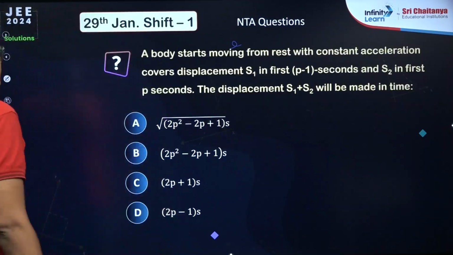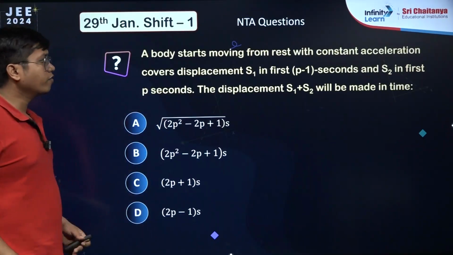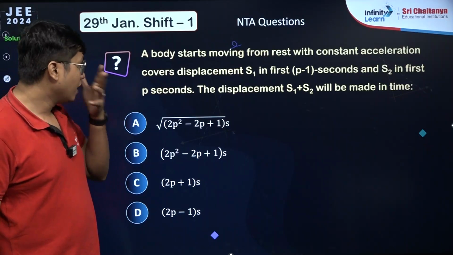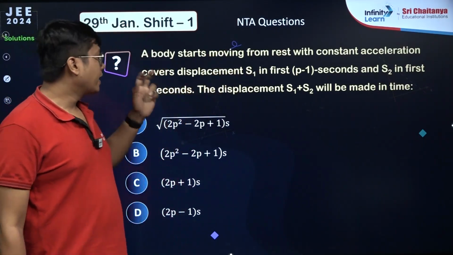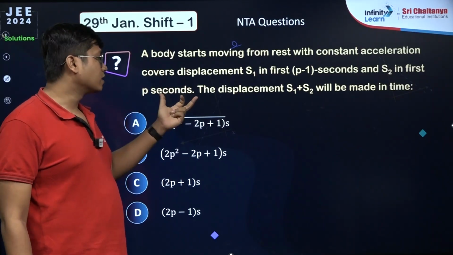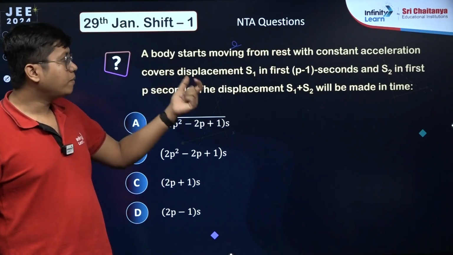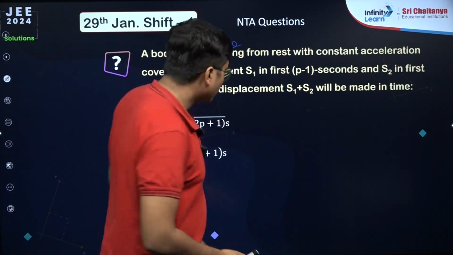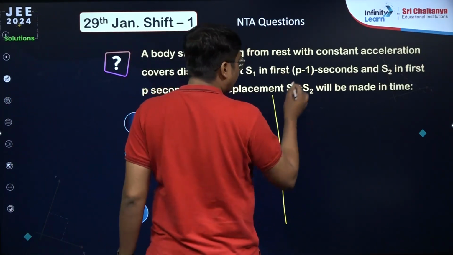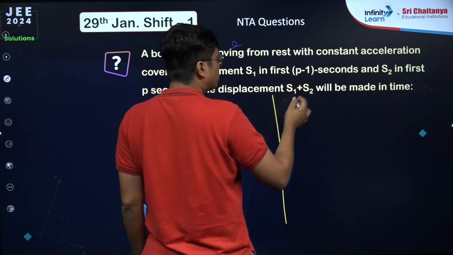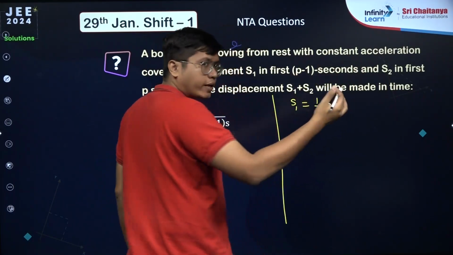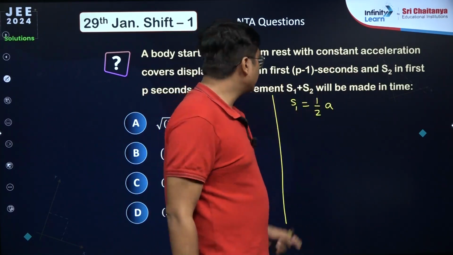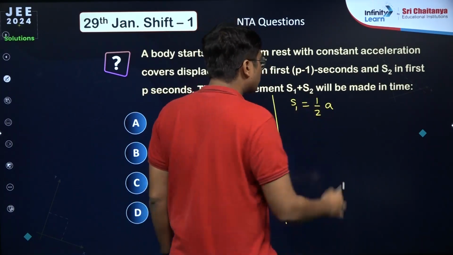Next question for us states that a body starts moving from rest with a constant acceleration, covers a displacement s1 in the first p minus 1 seconds and s2 in the first p seconds. The displacement s1 plus s2 will be made in how much time? So since it's starting from rest, I can write s1. S1 for us is half at square, ut plus half at square, u is 0. So the t is this p minus 1.